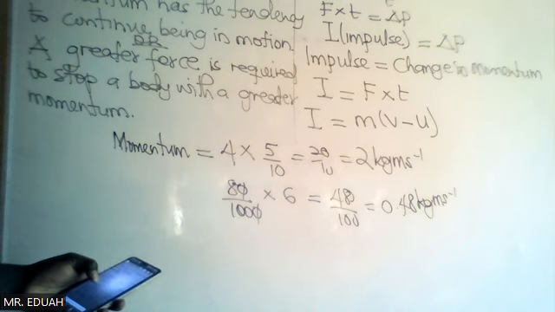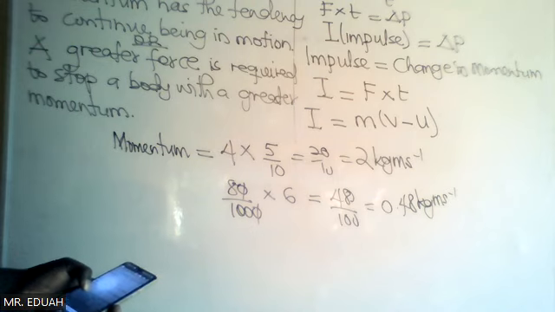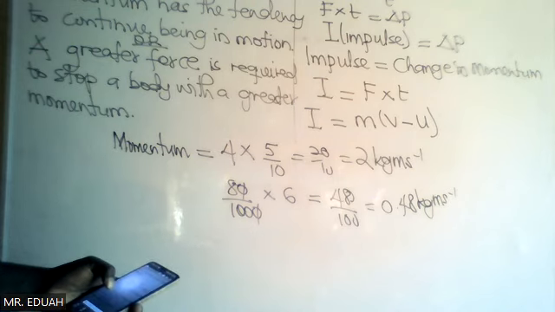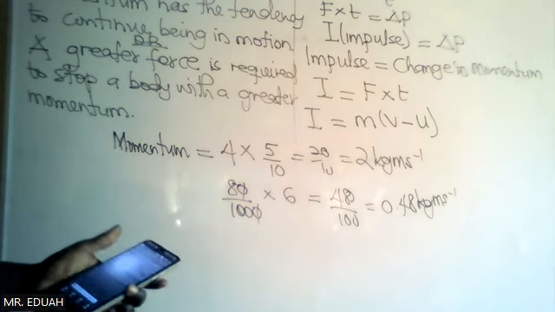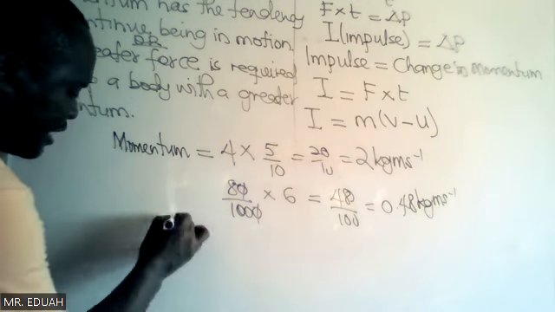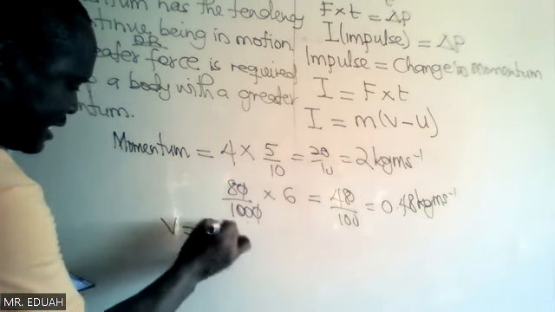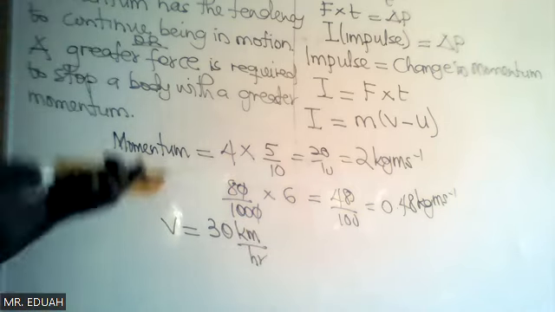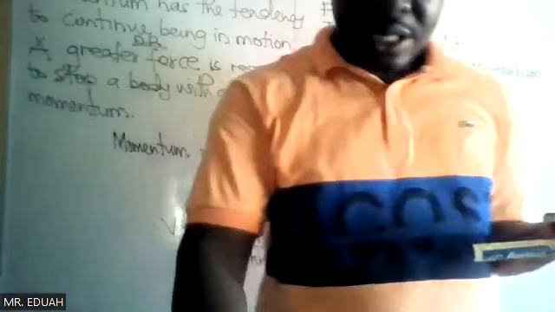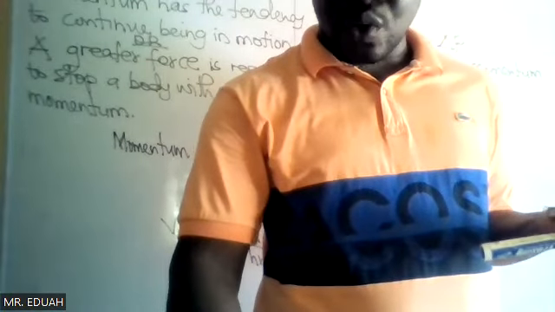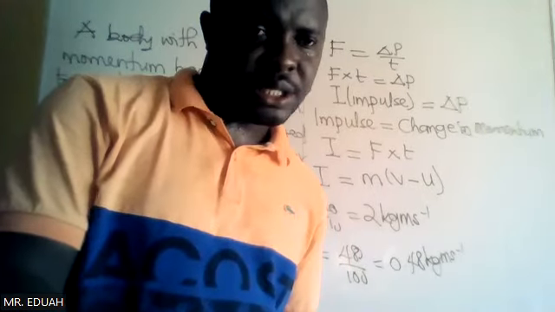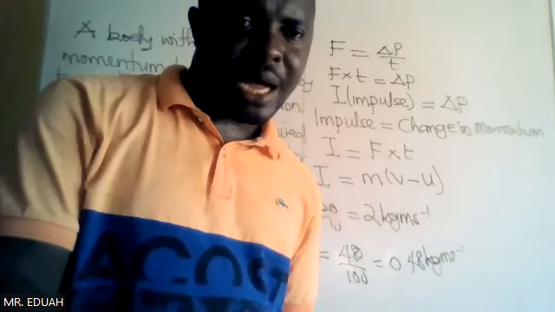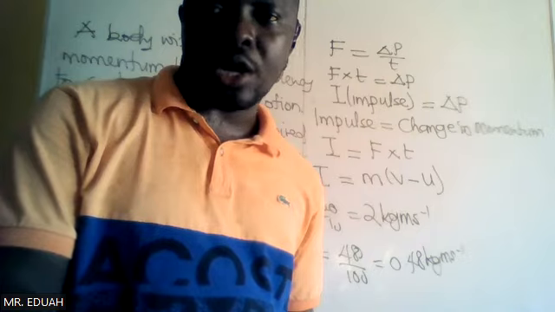We have a mass of 100 kilogram, velocity of 30 kilometer per hour. So V is 30 kilometer per hour. Let me ask one of you to take us through how you were able to go around this question. Okay, Akuya, how did you solve this problem?